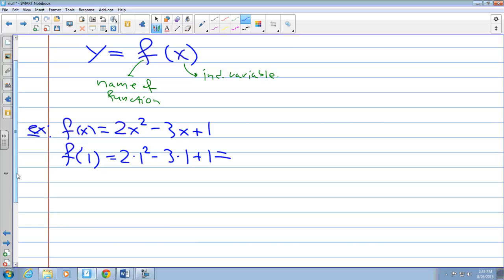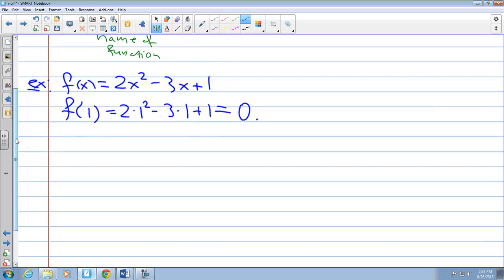Did I just get 0 out of that? Yeah. All right, that's cool. That's an x-intercept, isn't it? X equals 1, y equals 0. I can ask you, how about f of 3? 2 times 3 squared, right? Minus 3 times 3 plus 1. What do we get there?